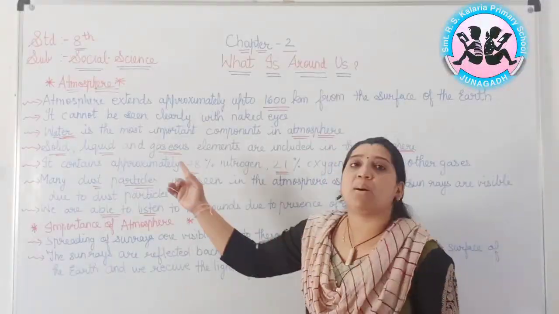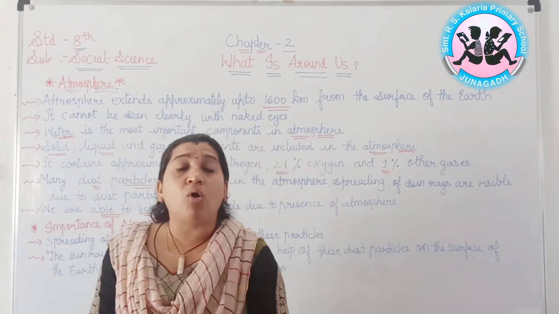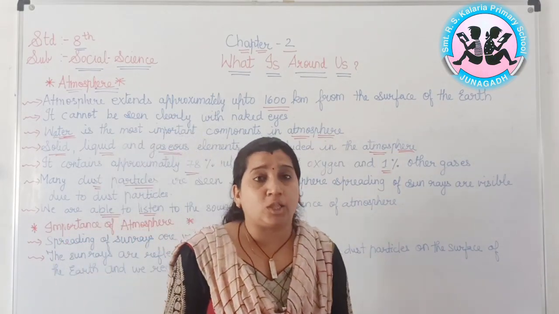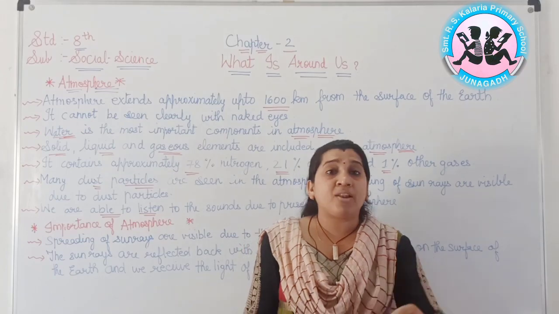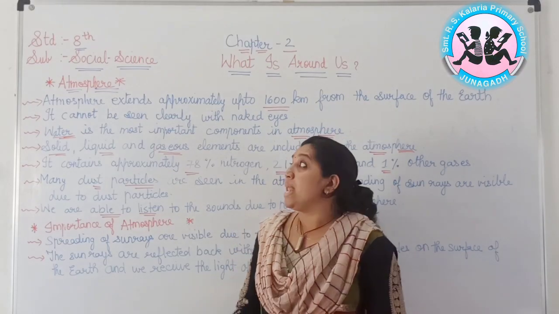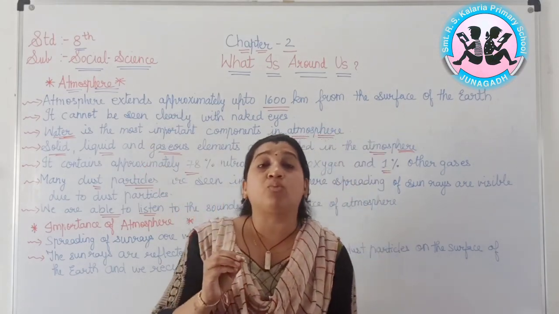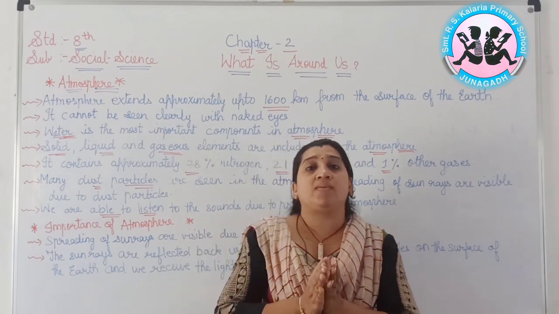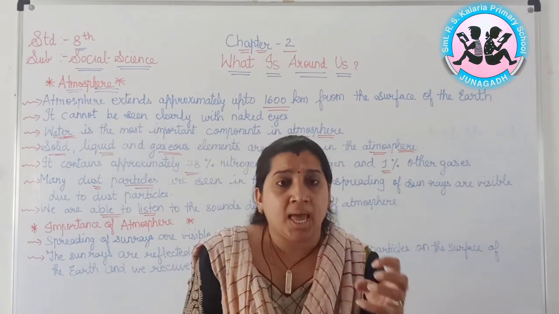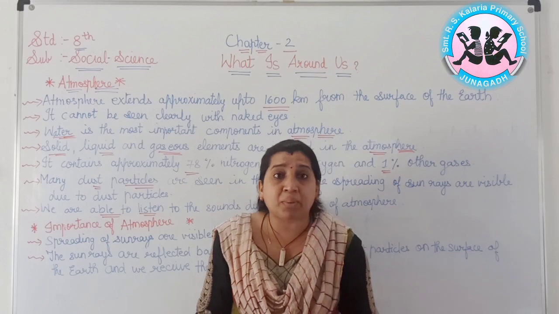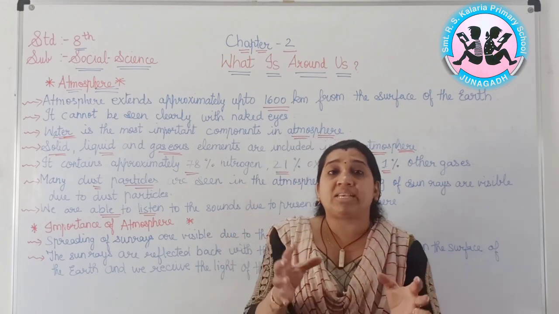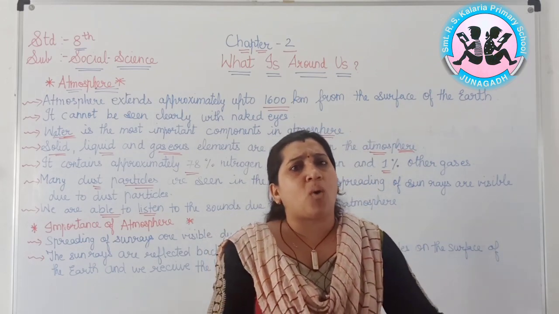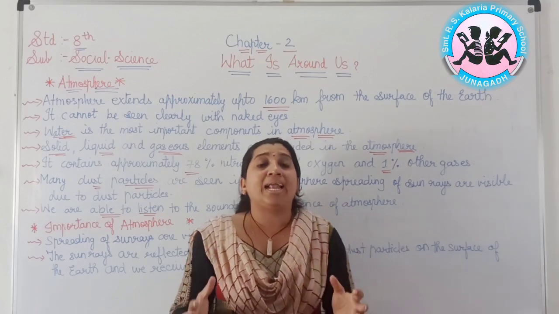Now let us study about the atmosphere. Already we have studied the lithosphere, that is the land, and the hydrosphere, that is the water. Now let us study the atmosphere. The lithosphere has 29%, the hydrosphere has 71%. But what about the atmosphere?